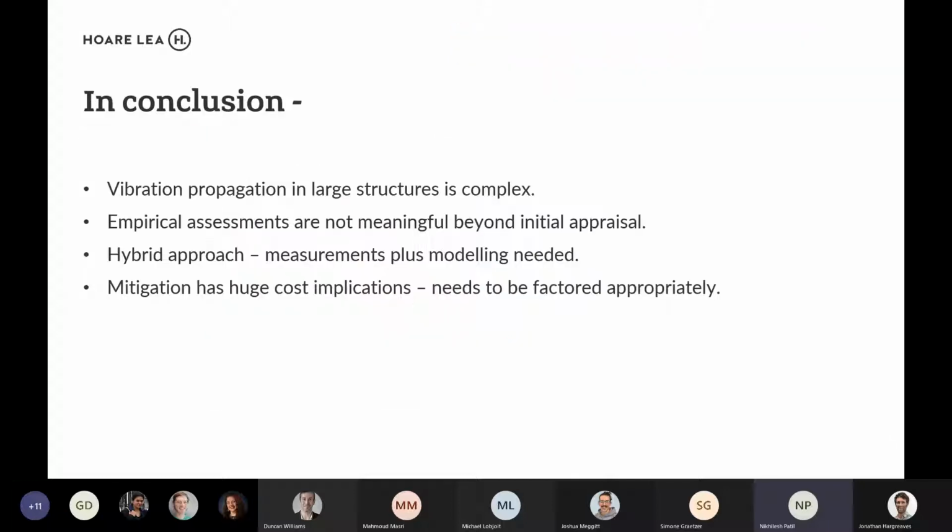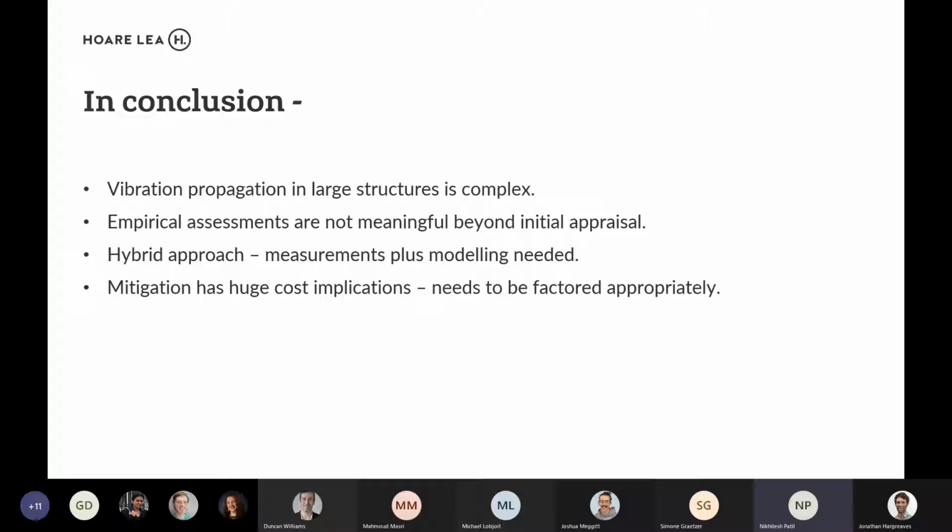Okay, so in conclusion, when we're dealing with vibration propagation in large building structures, it's quite complex and we can't rely on empirical assessments beyond the initial assessment. So we tend to use a hybrid approach: measurements, and model it with as much in-situ site data, with other disciplines as well, and make sure the mitigations we use are appropriate and satisfy the requirements of the scheme.